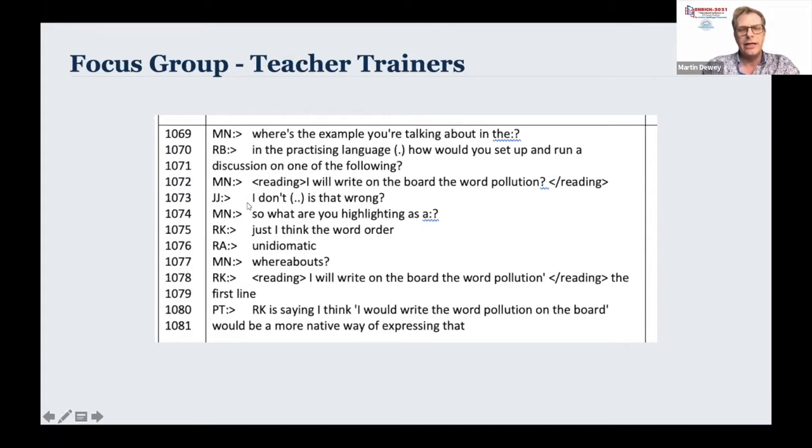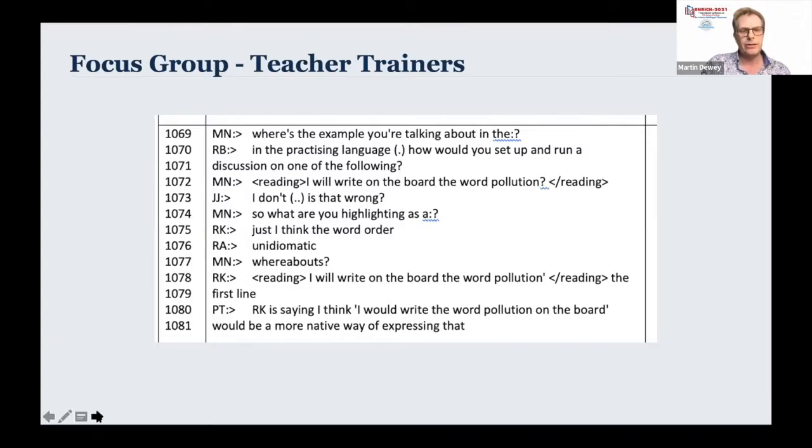They're asking the question, is that wrong? Here the speaker is reading from what the student teacher has said in the task, and asking, well, is that wrong? What are you highlighting? And we need to think about what we need to highlight. You've got wrong, unidiomatic, and then finally towards the end, the trainer is offering an alternative way of writing what the student teacher had written, saying that this would be a more native way of expressing that. So all the way through this conversation, you've got this very strong orientation to notions of correctness.